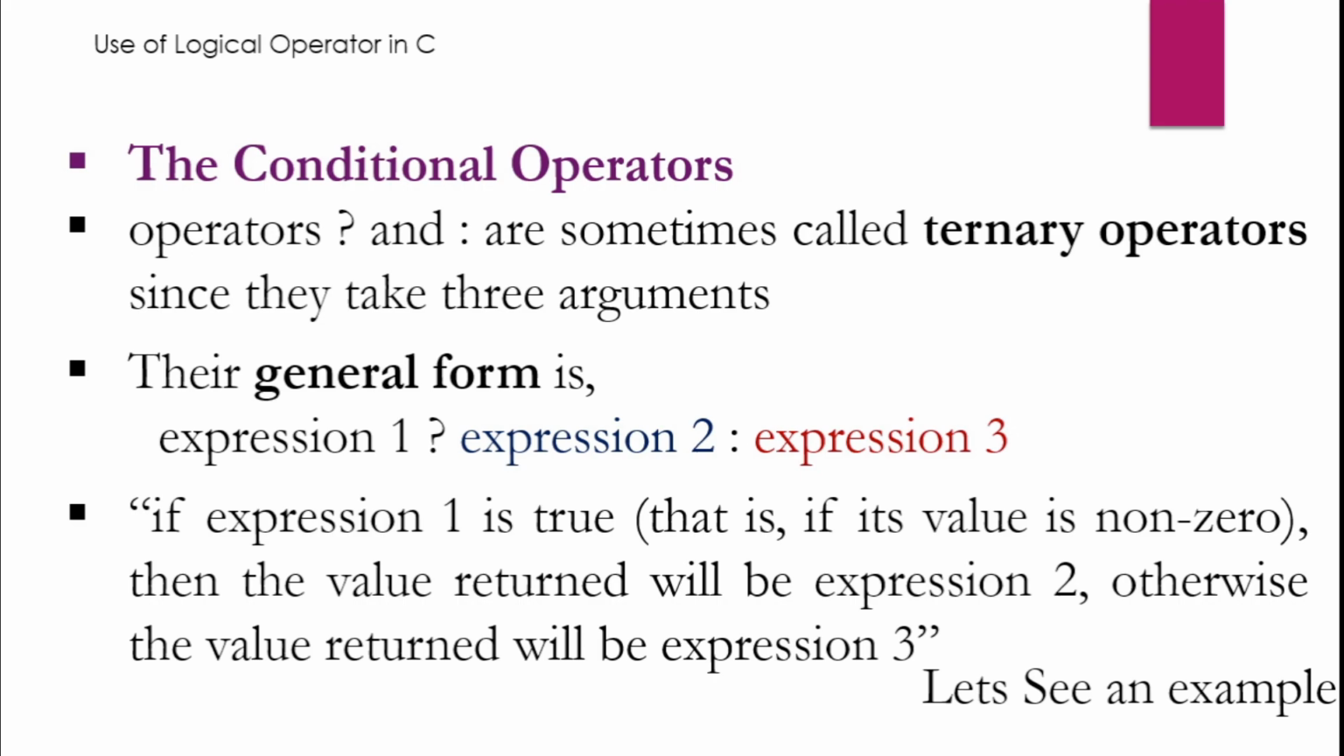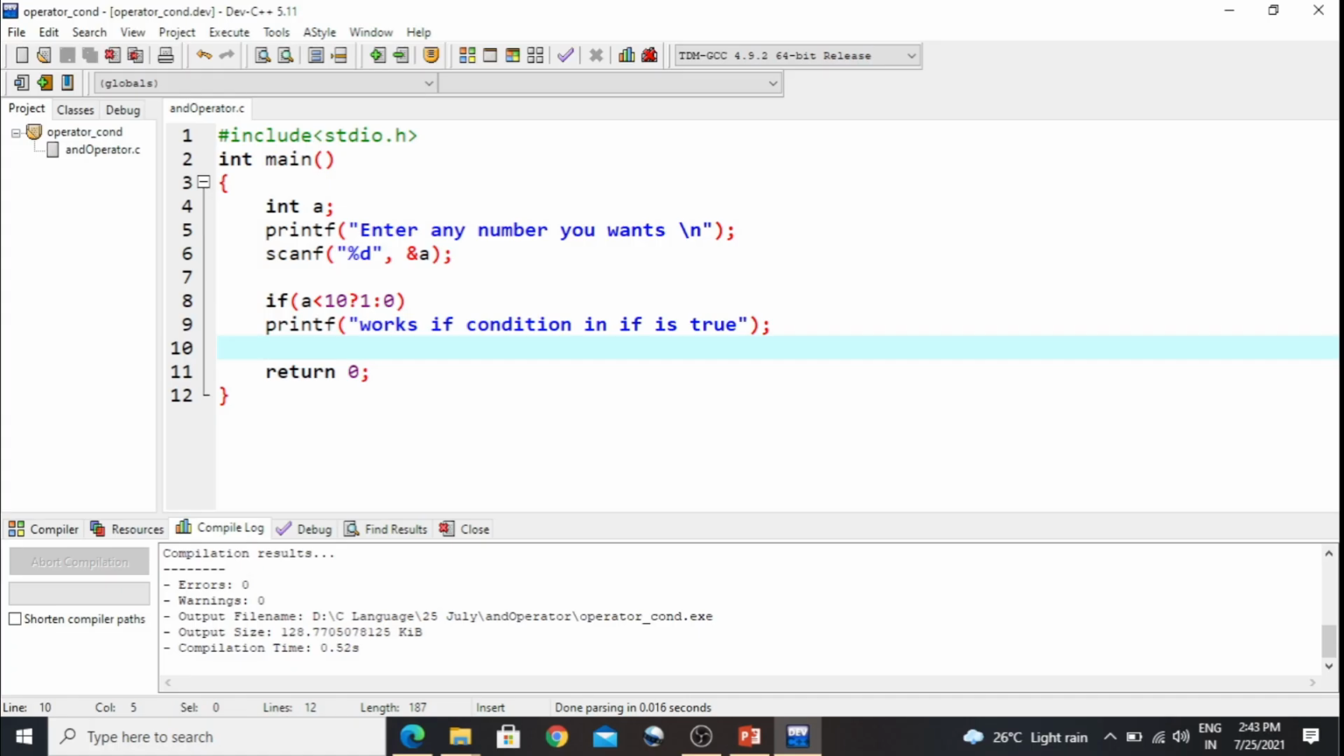Let us see an example. In this example, we have used a ternary operator. Inside the brackets, a less than 10 is the condition. If the condition is true, then 1 will be returned, and inside that bracket if 1 will be there. So if 1, meaning the condition is true, the printf statement will be executed.